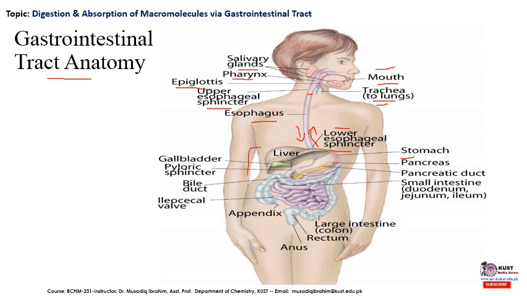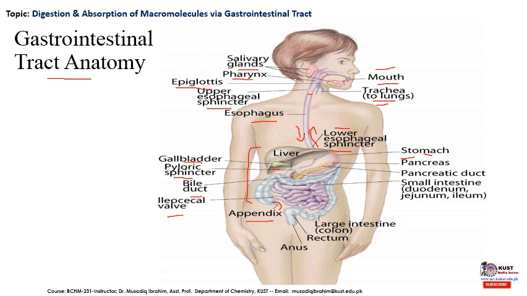Now, in this area after the esophagus, you have the stomach and the gallbladder, which secretes different types of secretions. You have the pyloric sphincter, the bile duct, and the ileocecal valve. There is a small portion which you can see coming out as an outgrowth from the large intestine, which is known as the appendix.